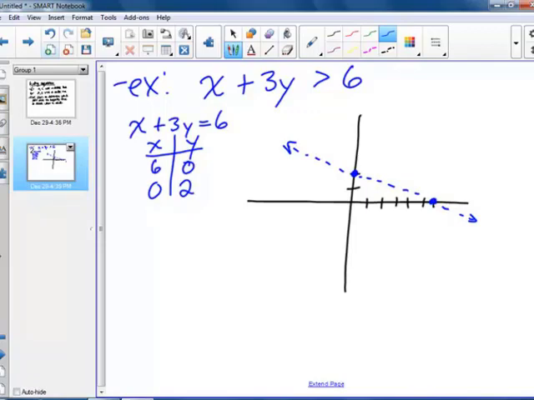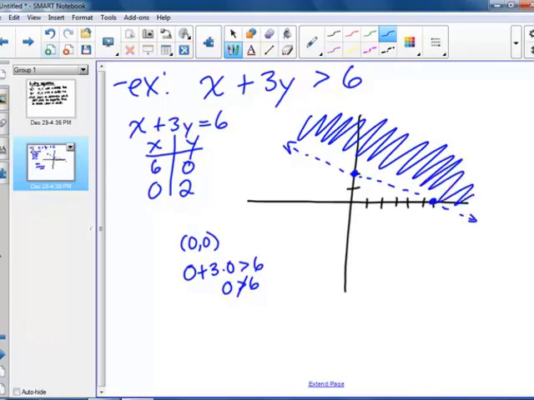Okay, now I'm going to test (0, 0) here. So is 0 + 3 times 0 greater than 6? Is 0 greater than 6? Not true, meaning (0, 0) should not be shaded, which means if the below is not shaded, then above would have to be. So then we shade everything above.